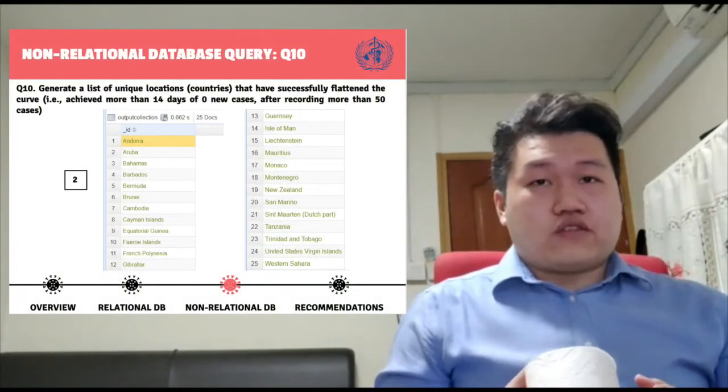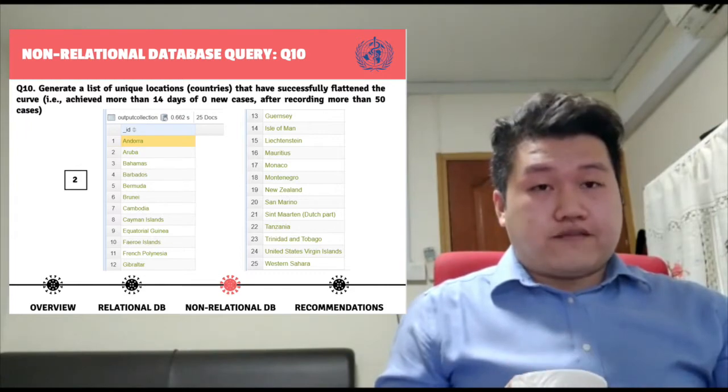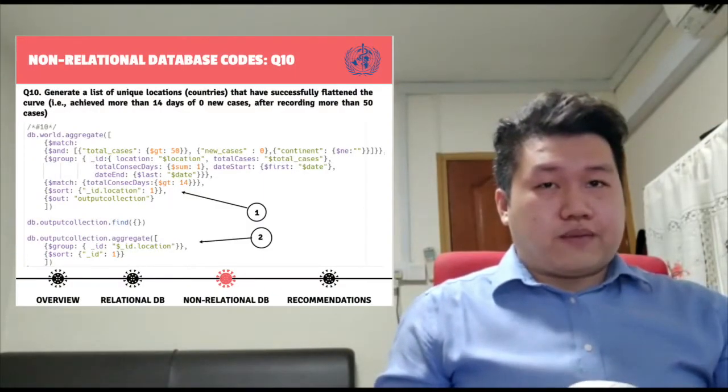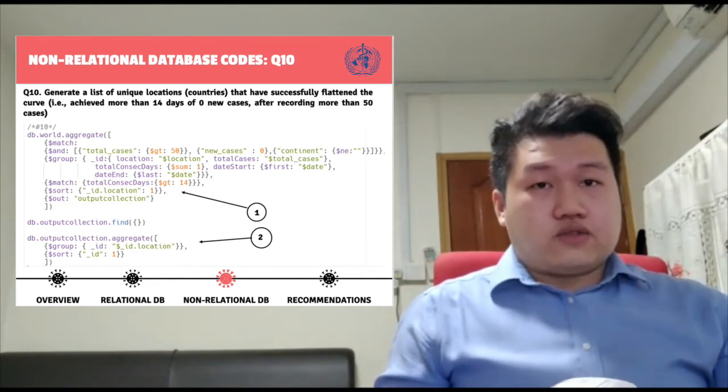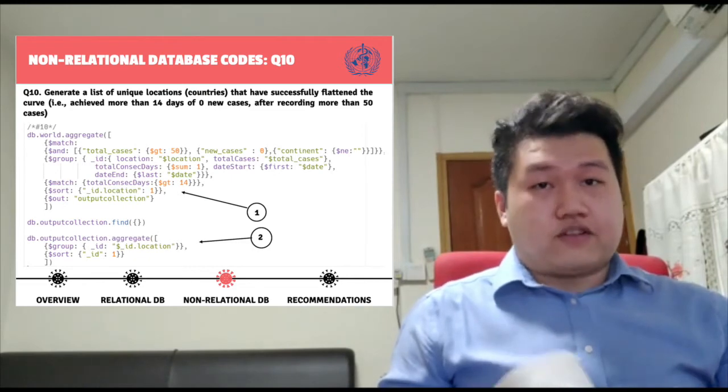Part 2 of the code groups the countries into a list of unique locations that is also sorted alphabetically from A to Z. We separated the codes into 2 parts mainly because the first part can be outputted using the out operator into a temporary collection, output collection, for the convenience of question 11.